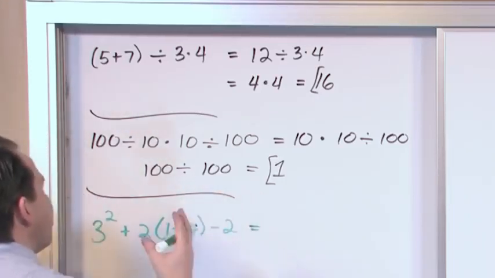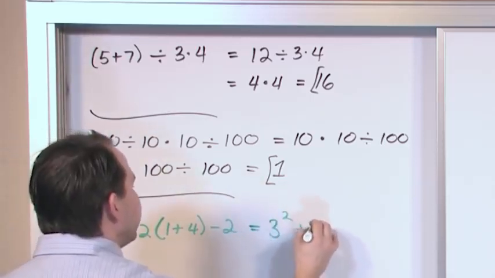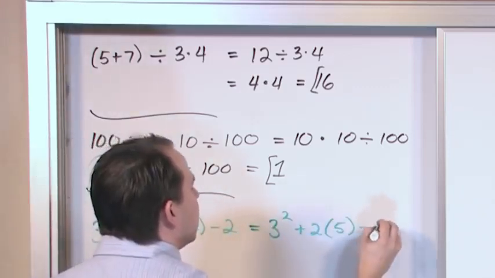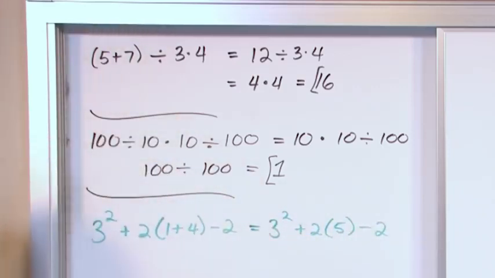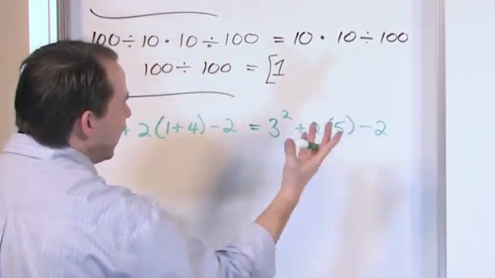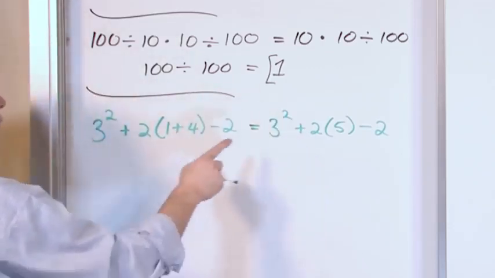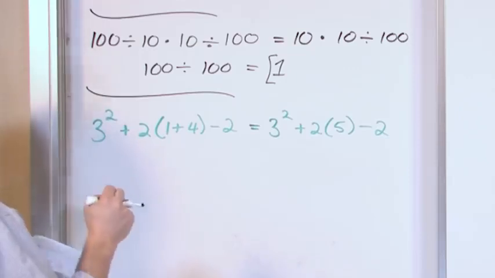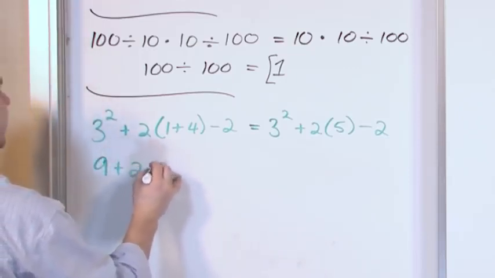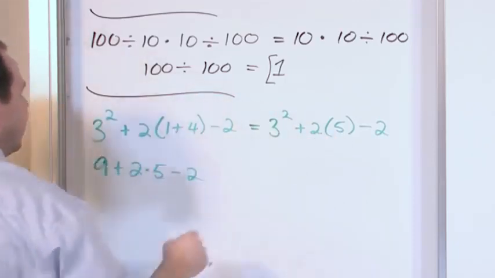So the first thing to do is look for parentheses. We see we have parentheses here, so we'll rewrite the rest of the problem and do inside the parentheses first. 1 plus 4 is 5. Everything else is rewritten. Now this is a parentheses, but there's nothing to do. It's just a number, so this is really just multiplication. The next thing we do is look for exponents. Here's an exponent, 3 squared. What do you think that's going to be? 3 times 3 gives us 9, plus 2 times 5 minus 2.